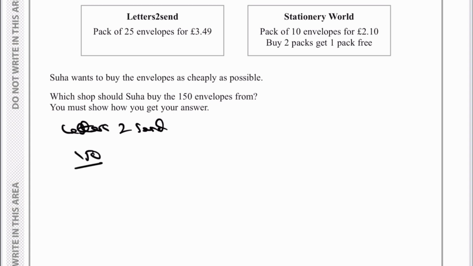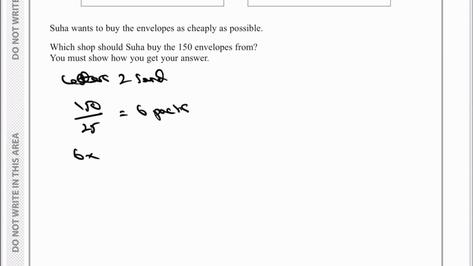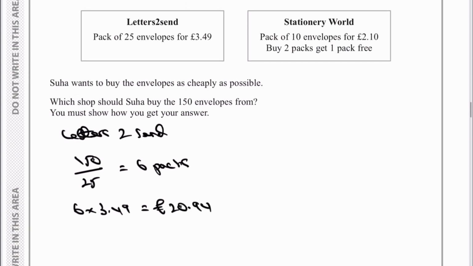She's got a pack of 25, so that's going to be 6 packs, and each pack is going to cost £3.49. In your calculator you can do 6 times 3.49, and that means her cost is going to be £20.94 at Letters to Send. Okay, hopefully that's all right for you. Let's have a look then at Stationery World.